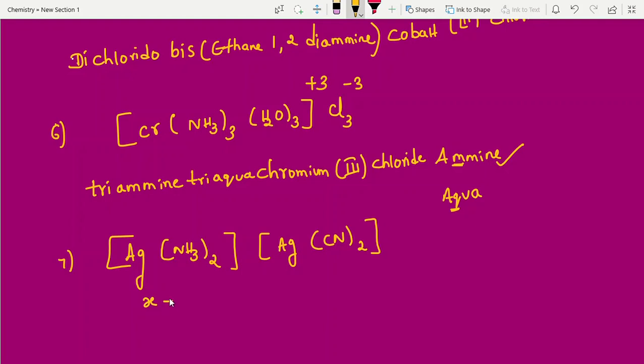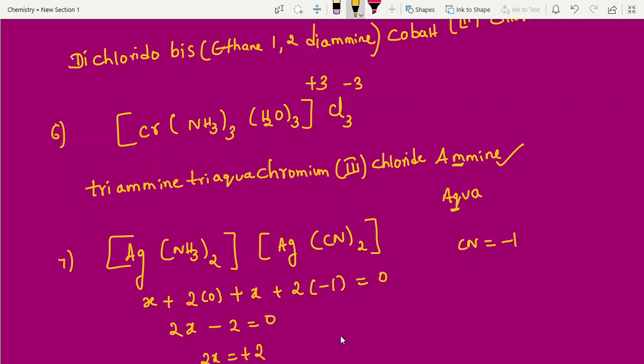Silver, you don't know, no? X plus, this is a neutral ligand, 2 into 0, plus this is again X, plus 2 into each cyanide, what is the charge, students? -1. 2 into -1, that is equal to 0. So X plus 2X plus 2X minus 2 equal to 0, then 2X equal to plus 2. So each atom is plus 1.